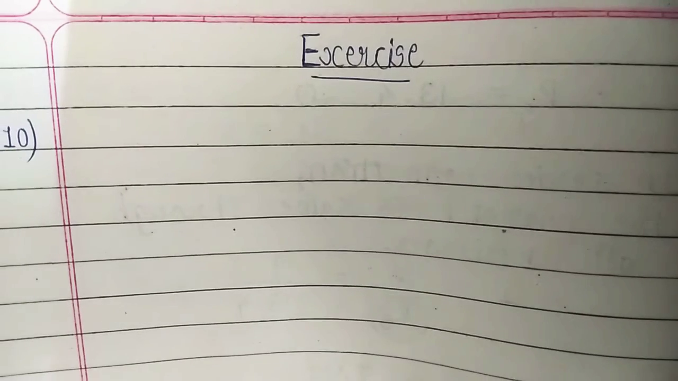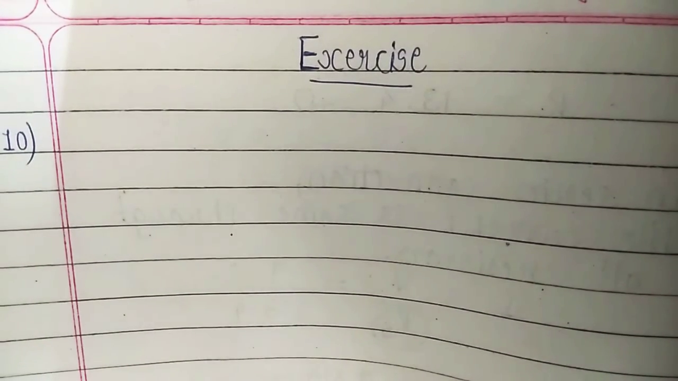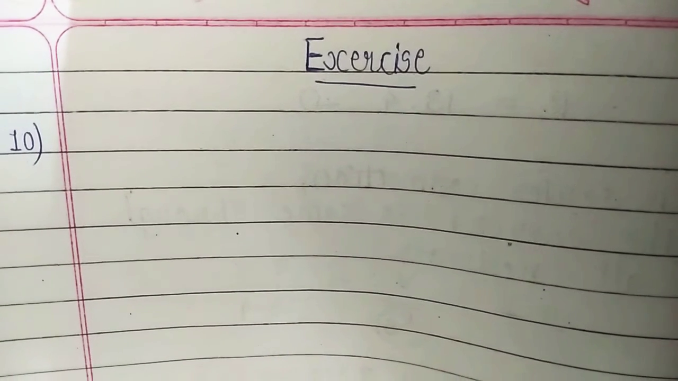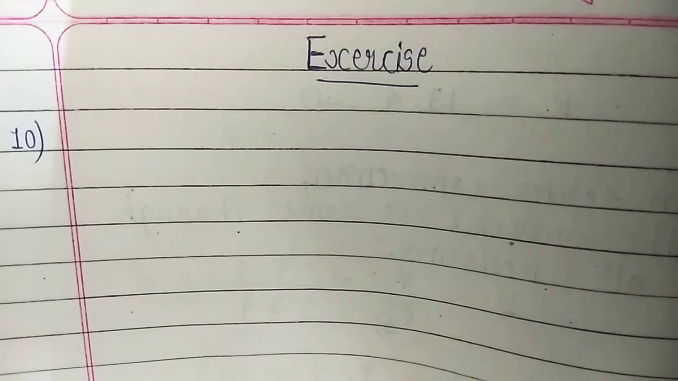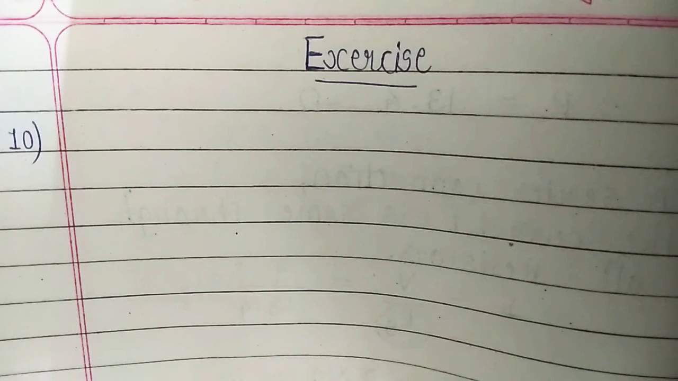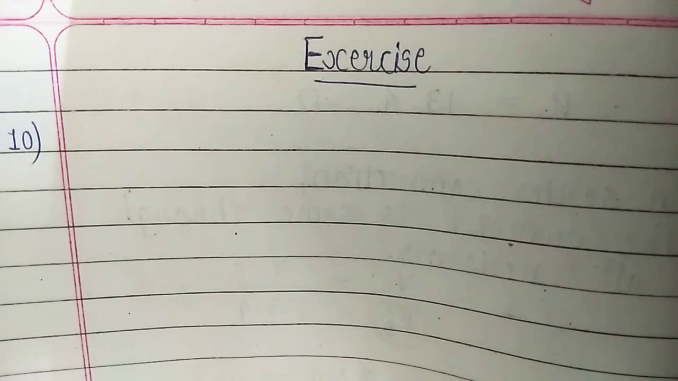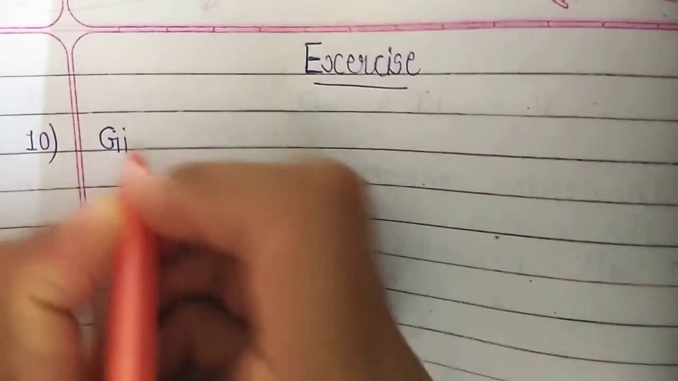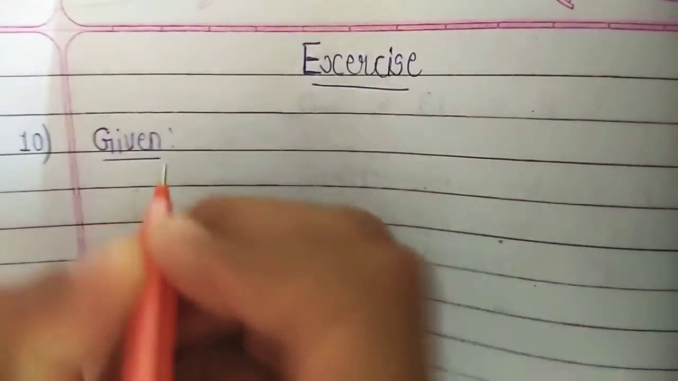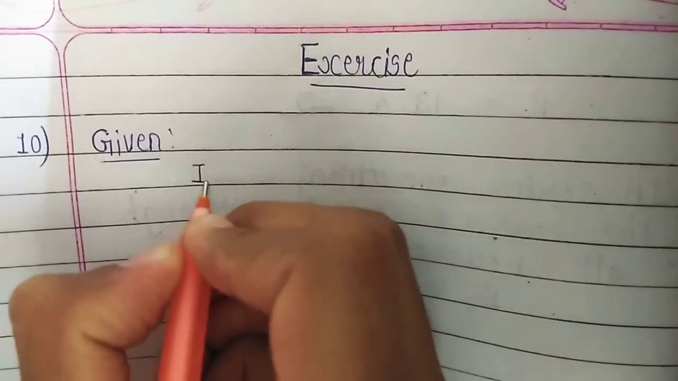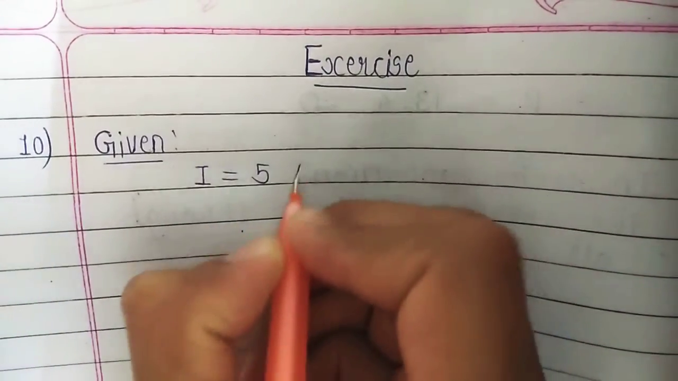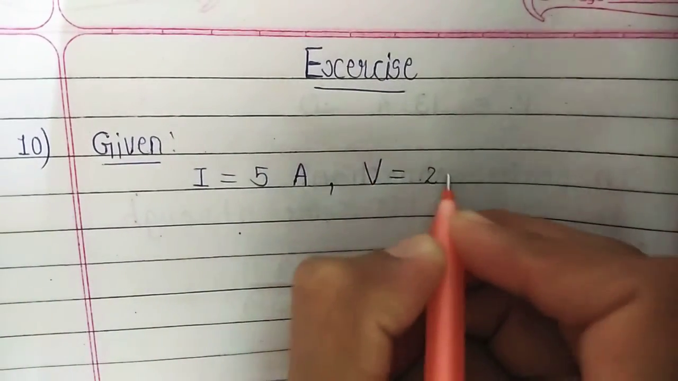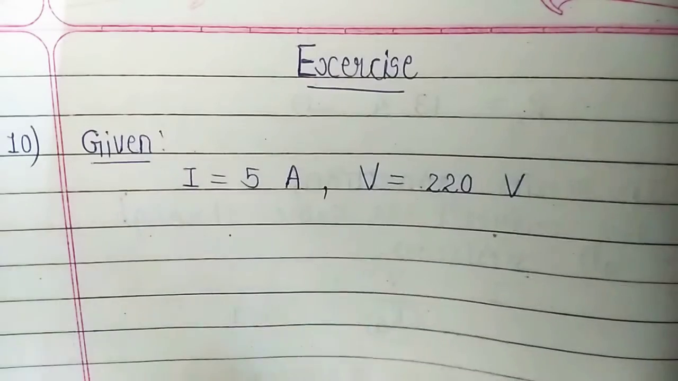Let us do question number 10 of exercise. How many 176 ohm resistors in parallel are required to carry 5 ampere on a 220 volt line? First of all, we will write what is given here. Current I is 5 ampere and voltage is 220 volt.